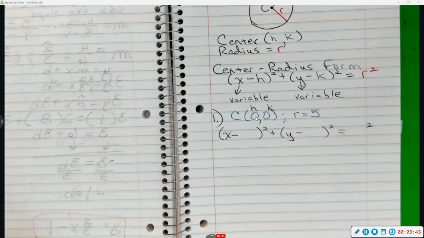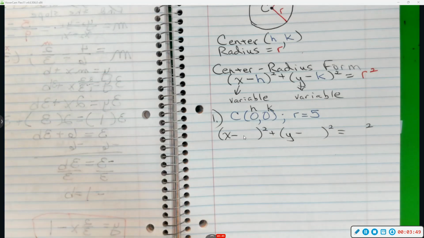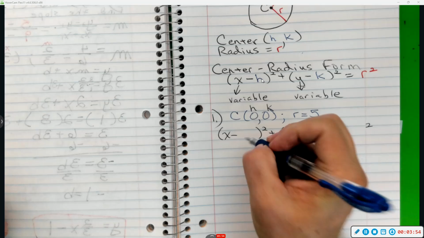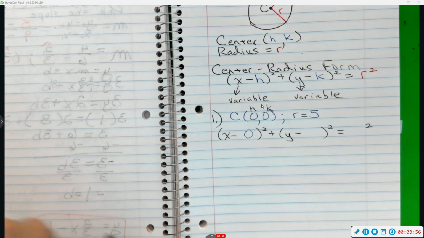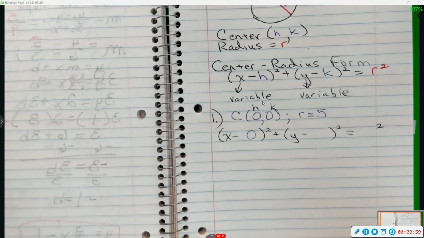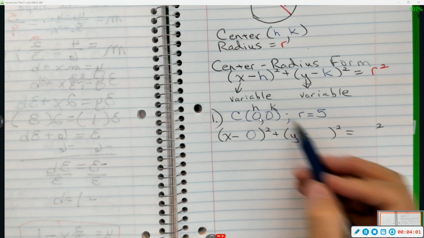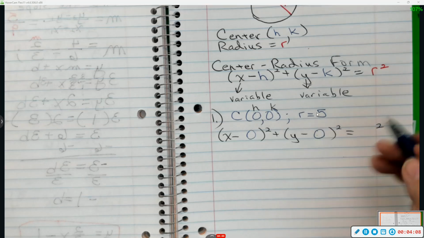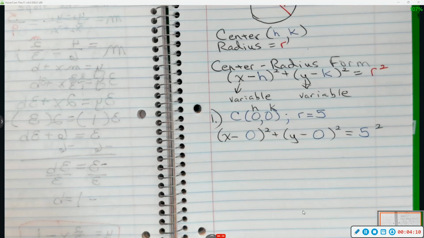Now let's fill in those numbers. We'll start with the x-coordinate of the center, h, which is 0. The y-coordinate of the center, that's also 0. What are we going to be squaring here? What number am I going to have here? The 5, that radius. And usually once you write the equation in center radius form, there's not much you can do to reduce it or that you want to do to reduce it.